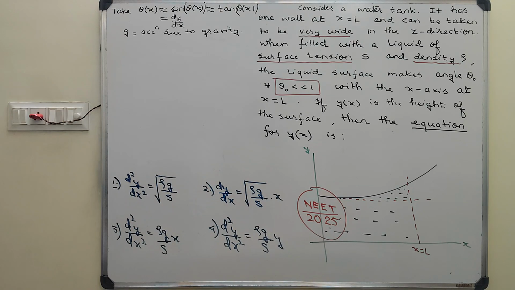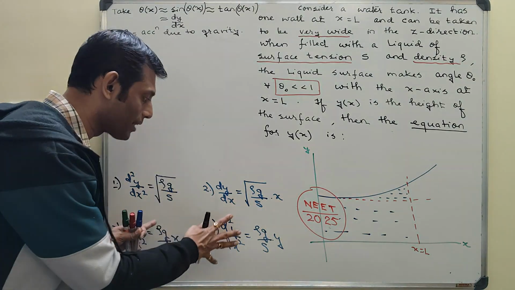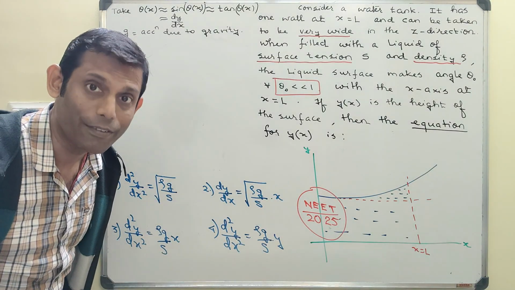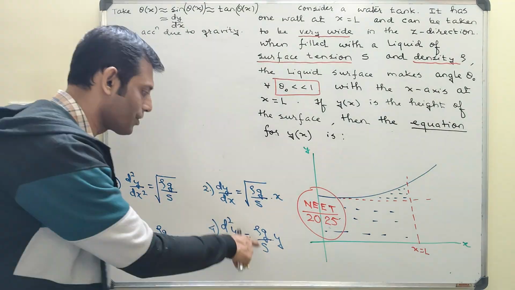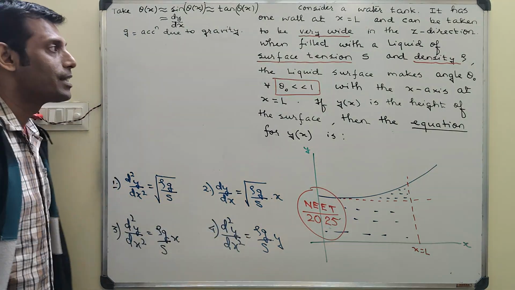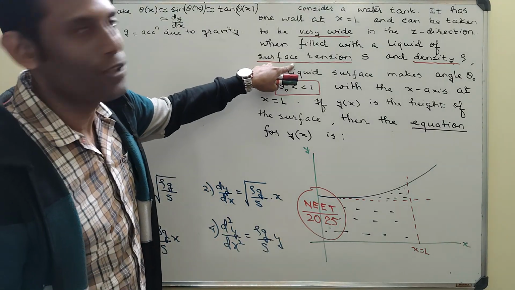Does it look like a maths question? No, it doesn't look like. It's a physics question. But look at the options. The options are 100% mathematical. Double derivative, expressions in terms of surface tension, S everywhere. Surface tension, topic of the question, surface tension.